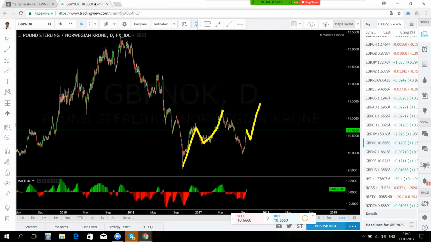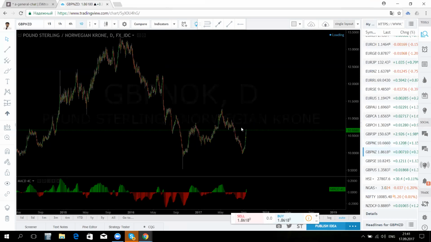Wait for that corrective structure. Don't try to buy when you're at the top of an impulse. Wait for the impulse to pull back and then go. Oh, this is the Norwegian one, right? Sorry. It doesn't matter. The same structure. Just look at it. This is a New Zealand one. Let's go. It will have a very similar structure.